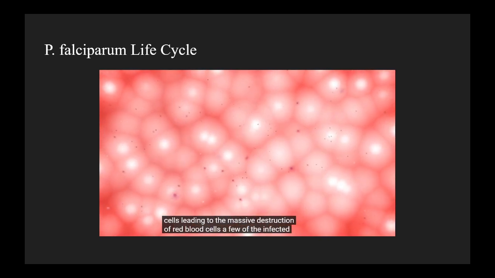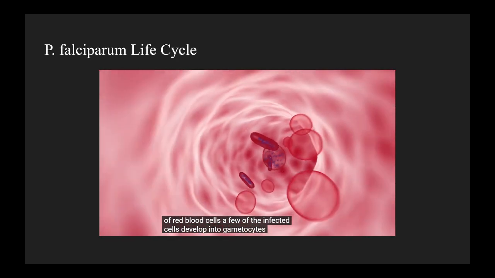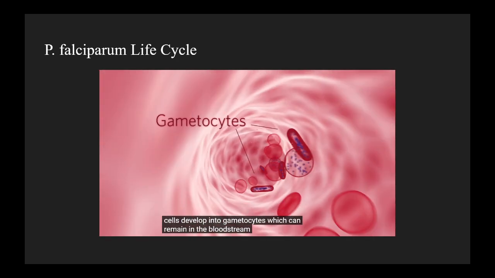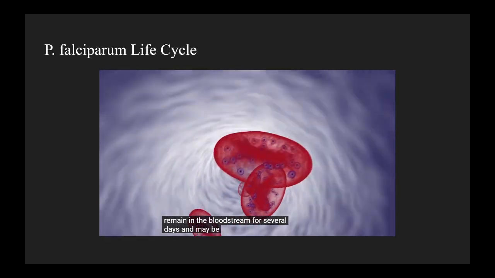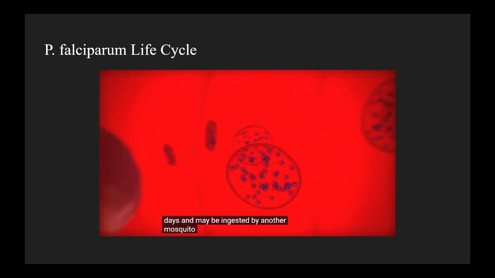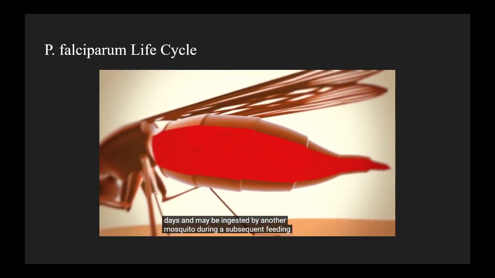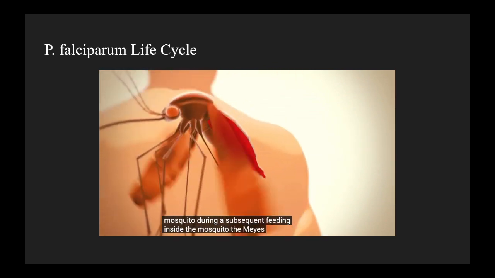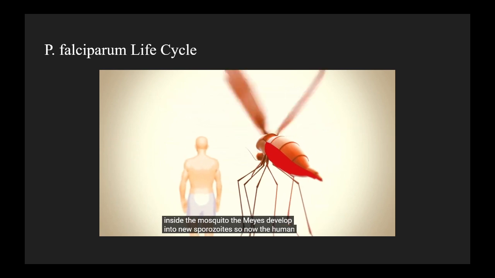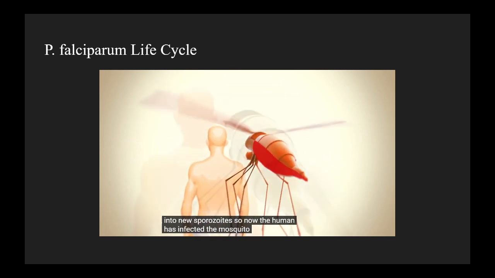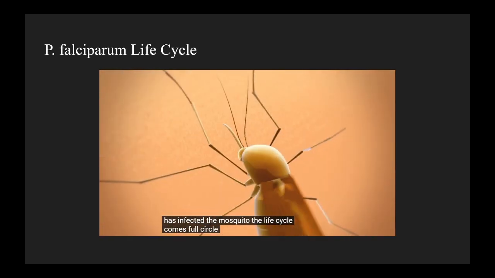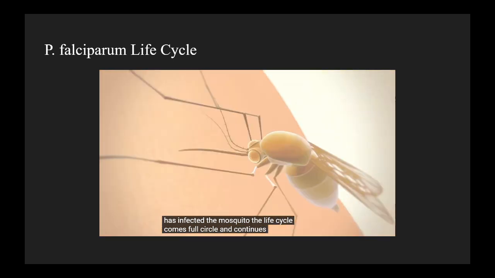A few of the infected cells develop into gametocytes, which can remain in the bloodstream for several days and may be ingested by another mosquito during the subsequent feeding. Inside the mosquito, the gametocytes develop into new sporozoites. So now the human has infected the mosquito. The life cycle comes full circle and continues.